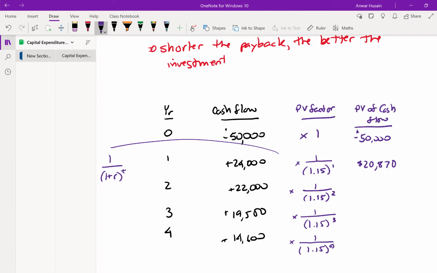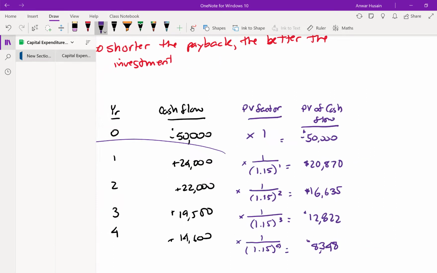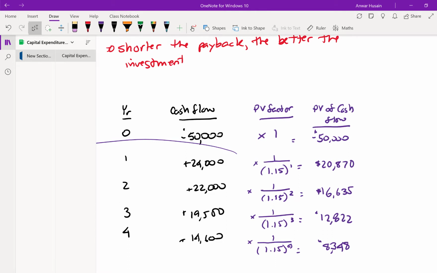So we have in the second year, it will be 16,635. So I'll just put in an equal sign because I'm multiplying here. And the third year, the 19,500 actually becomes 12,822 in today's dollars. And then the very final year is 8,348. So you can see it takes a bit more work than it was for the first part.